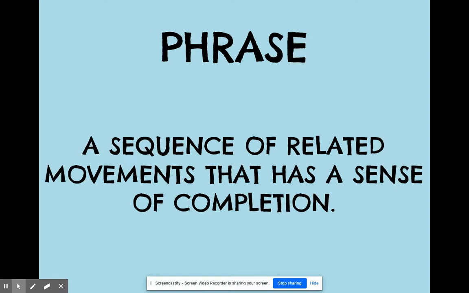The phrase is a sequence of related movements that has a sense of completion. So, just like a melody in music, a phrase in dance is like a sentence. So, it's a series of movements that are related that end with a sense of completion, like a period.